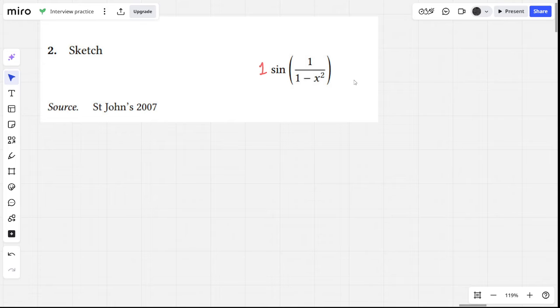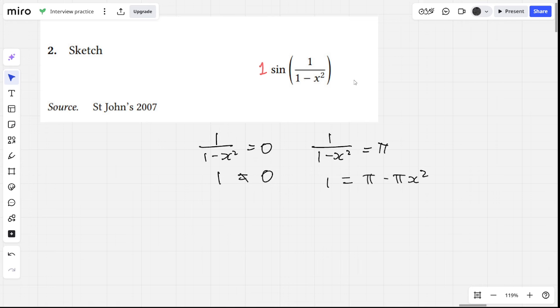So, one thing to note is when is 1 minus x squared equal to 0? So I want to see all the roots of this equation, and I know sine 0 is 0. Okay, when is this the case? Well, clearly never, because 1 can't be 0. So it seems like I cannot reach that value. However, if I check my other root, which is pi, 1 minus x squared is equal to pi, I get 1 is equal to pi minus pi x squared. And here I get a very nice quadratic, because now I have x squared pi is equal to pi minus 1.